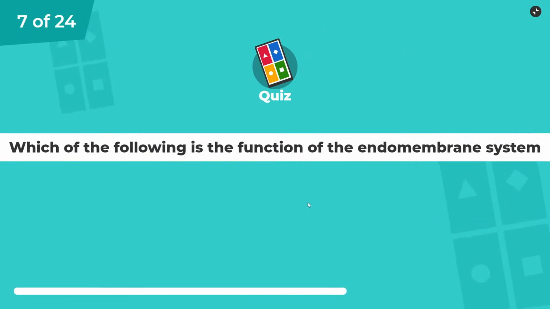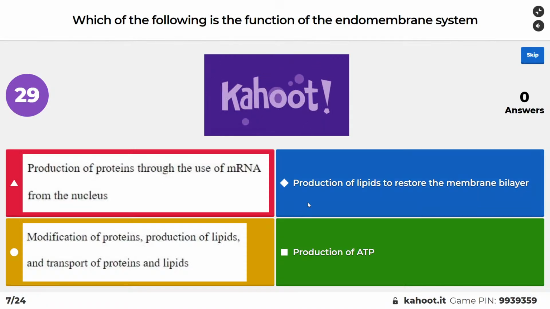Which of the following is the function of the endomembrane system? So remember what the endomembrane is. Y'all remember what the endomembrane is? Are you asking the stream people or us people? I'm just asking in general. Hopefully someone does. All right.